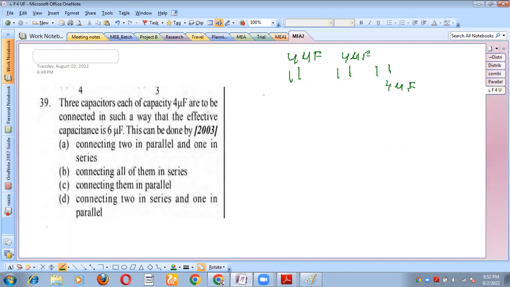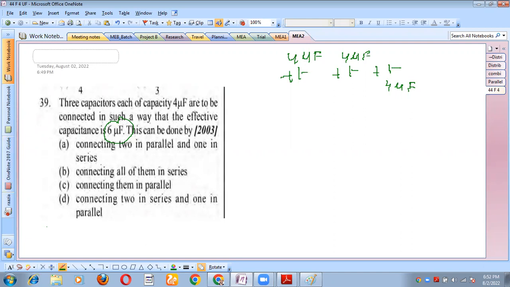So now what we have to do is connect these capacitors such that we should get equivalent capacitance of 6 microfarad. In the question, we have different options. So we will go by option, and then we will check which option is correct.